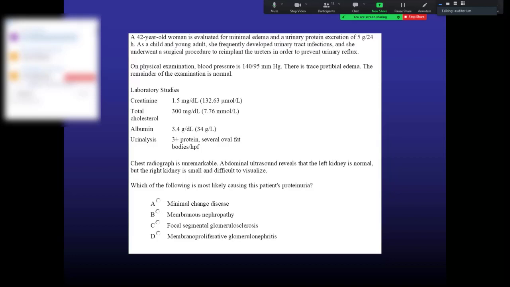Her blood pressure is 140/95. There's trace pretibial edema. The remainder of the exam is normal. Her creatinine is 1.5. She does have some cholesterol elevation. Albumin's 3.4, slightly low, but not terribly low, not less than that 3 that we saw as a cutoff earlier. And she has 3+ protein. So what do you think her most likely condition is?